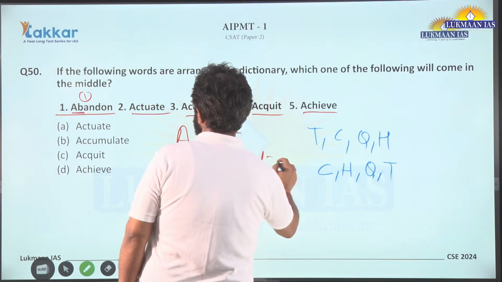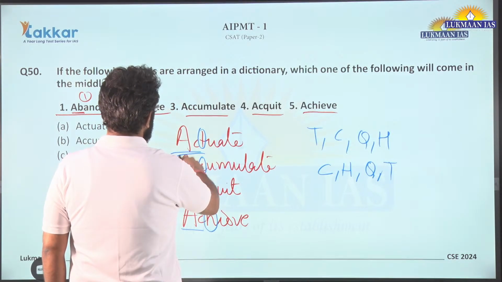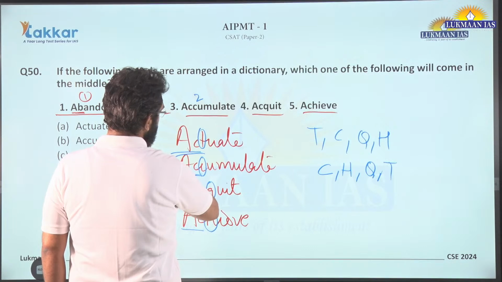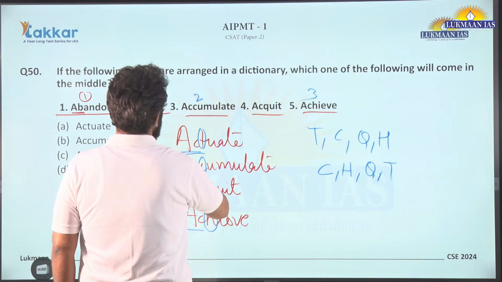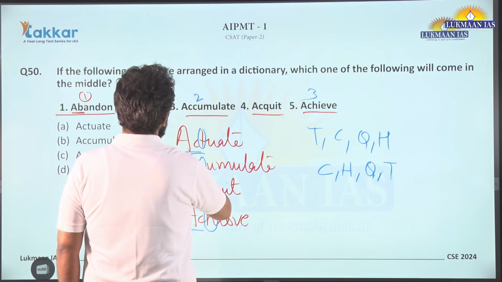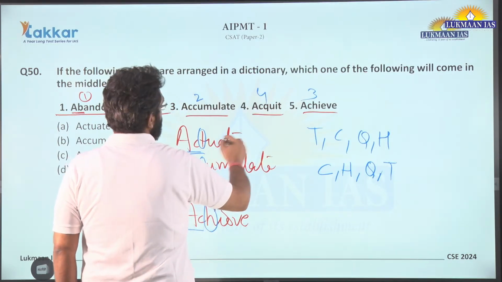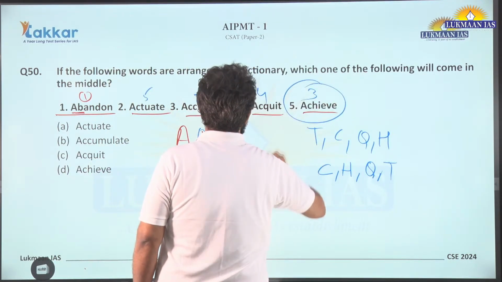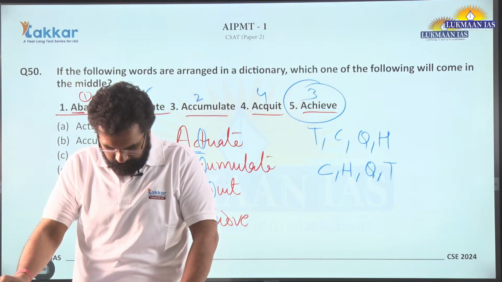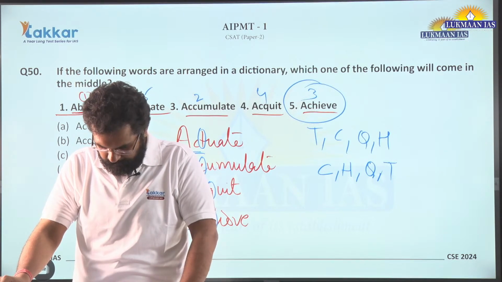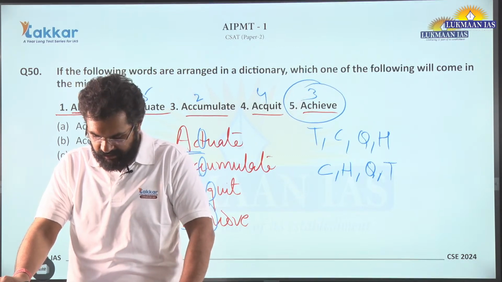And we have already had this first word as abundant. Second word would be accumulate. Third would be achieve. Fourth, fifth. I guess D, achieve, is the right answer. We'll see what the right answer is. If there are any corrections, we'll notify you.